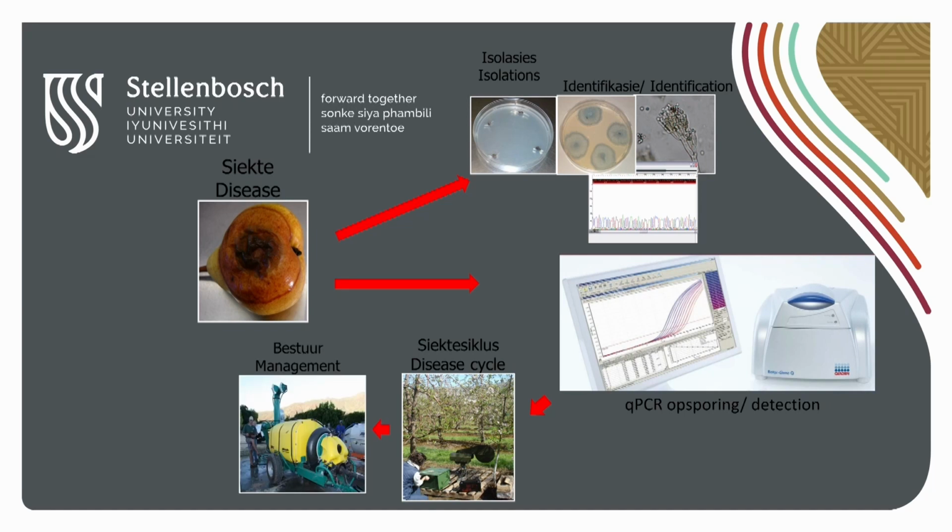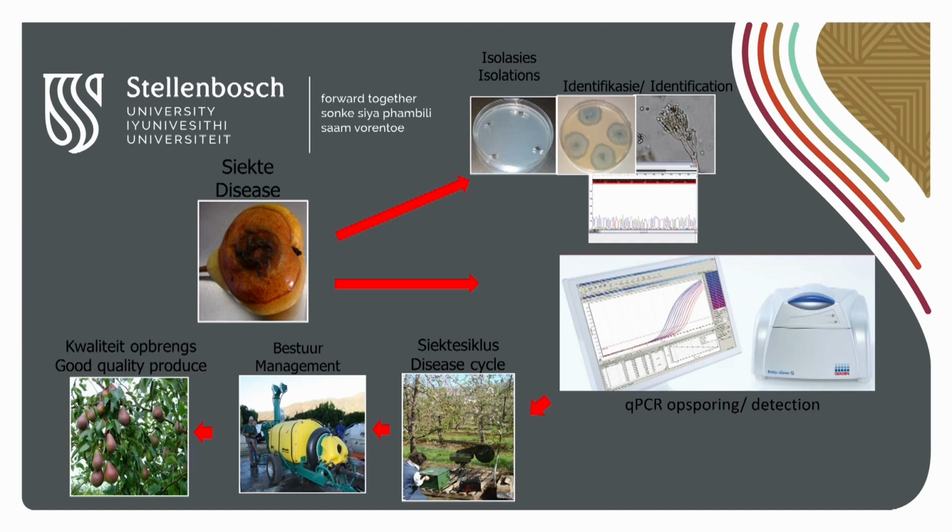Management options are extremely important. To give you an indication of the importance, for a banana disease, black Sigatoga, they spray 40 sprays a season to be able to control this disease. It is quite an extreme case of fungicide control. And what we want at the end of the day, we want good produce, and that the farmer can also sell his produce.